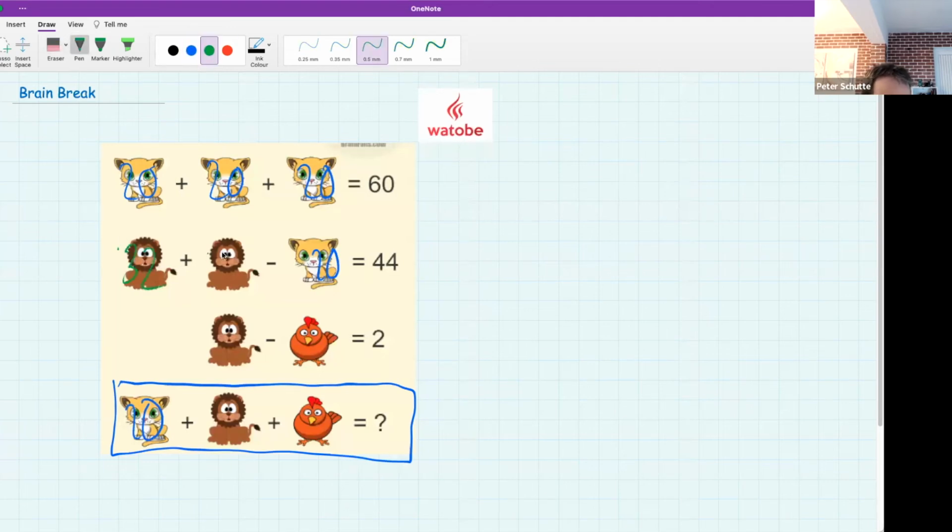And I think it's going to mean each lion is 32. So that's 32. And that's 32. So think about that, because 32 plus 32 is 64. And then minus 20 is 44. Okay, so what's the chicken? And then what's the final answer going to be?